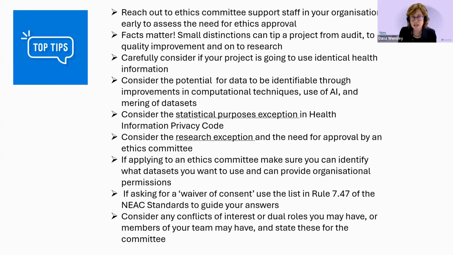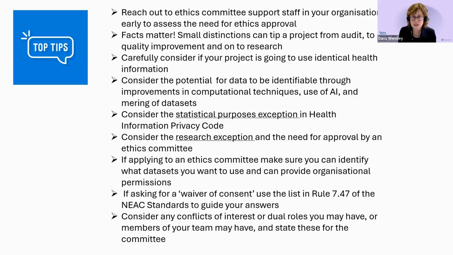Consider the potential for data to be identifiable through improvements in computational techniques, use of AI, and merging of data sets. Apologies for the typos in this. Consider the statistical purposes exception in the Health Information Privacy Code and also the research exception. Make sure you use the right one, and once again seek guidance from your Ethics Committee support staff if needed.